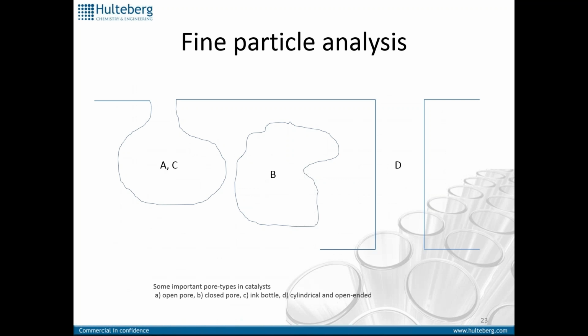And we'll just stop here for a second and talk a little about pores. There are a few different types of pores. You have open pores, which is A here, which has open communication to the surroundings. We have closed pores, which means that they're completely encapsulated in the material, and these pores will not show up on this type of analysis. They will, however, show up on other techniques, for instance X-ray diffraction, that we'll talk about later. And then you also have cylindrical and open-ended pores, which are open in both ends.